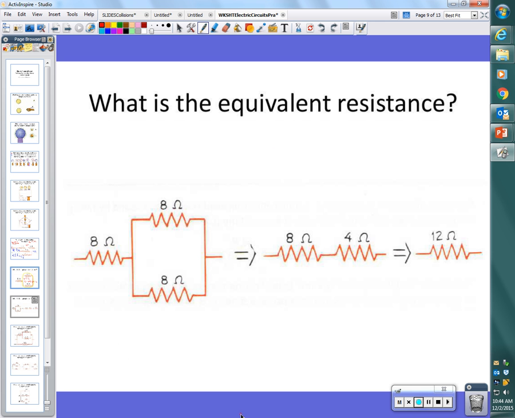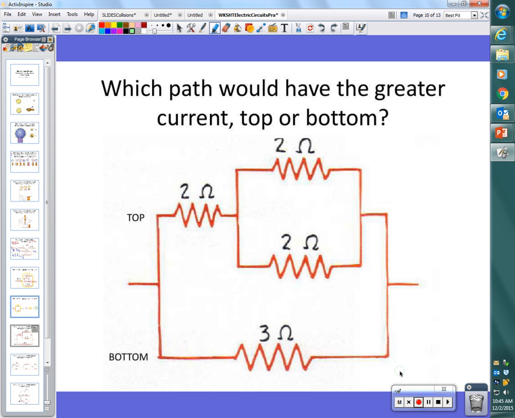And on the next screen, that's basically what they did. We replaced this entire section with this one equivalent resistor. Now, the 8 and the 4 are in series, so when we add them up, we get a total equivalent resistance for this section of 12 ohms.